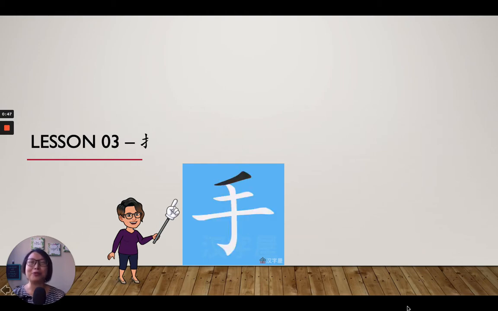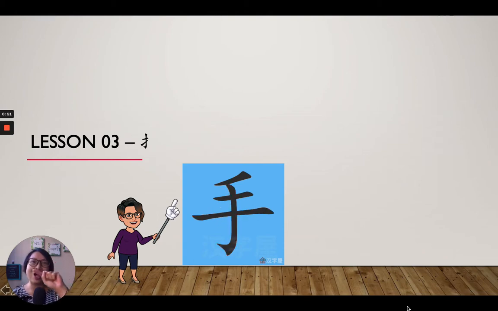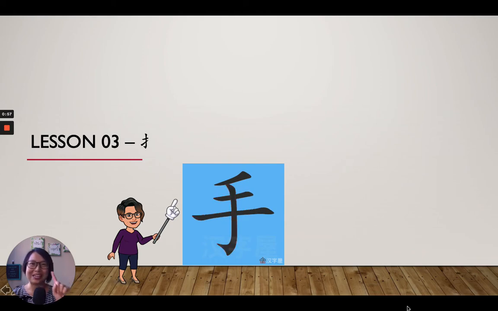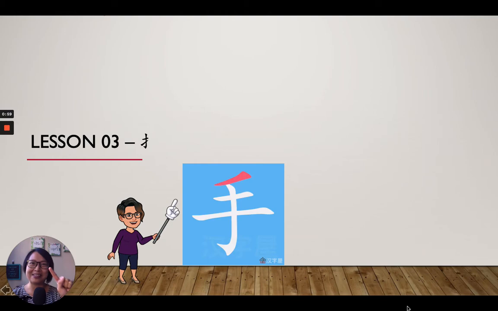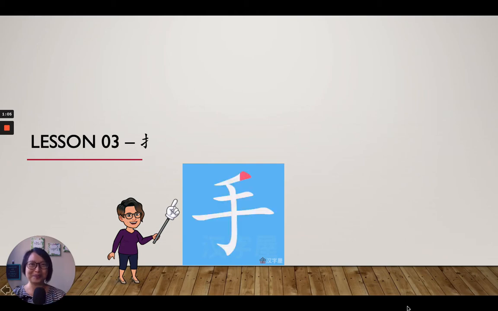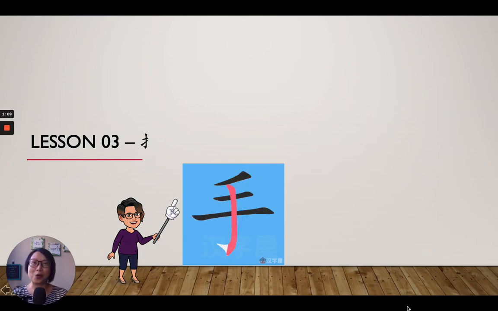in a proper stroke order. 撇橫橫彎勾。Let's try it one more time. 撇橫橫彎勾。So this is a normal way we write the word 手. But when we have to use it as a radical, most of the time, this is how we write it.